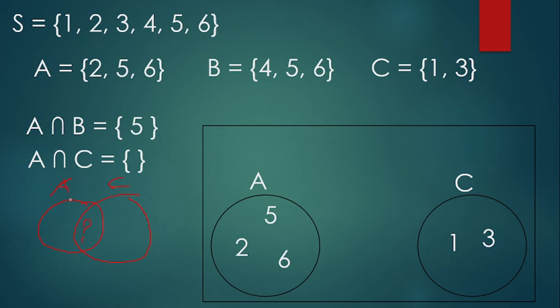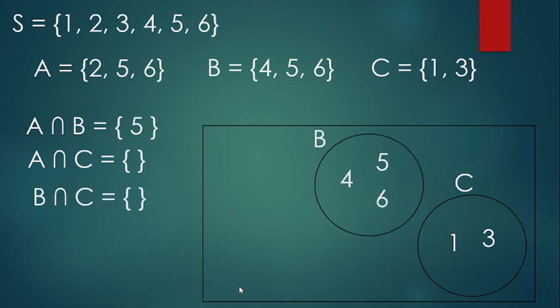They don't share something that is common to each other, correct? So therefore, we just simply draw the sets A and C as separated, because they don't share common elements. All right, are we clear? So that is for the A intersection C.